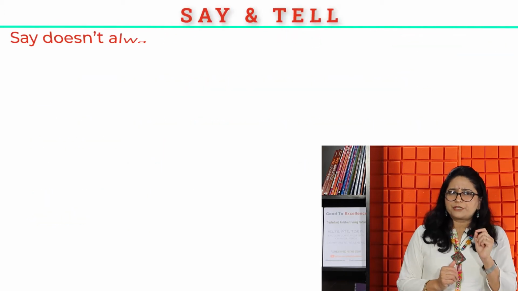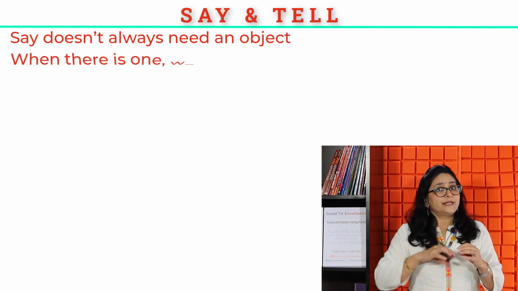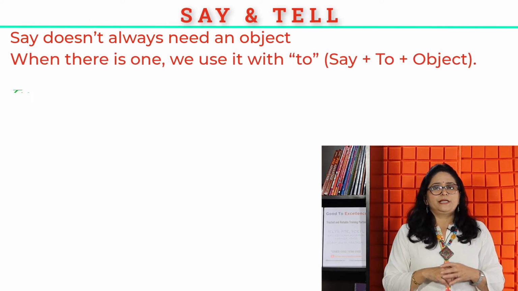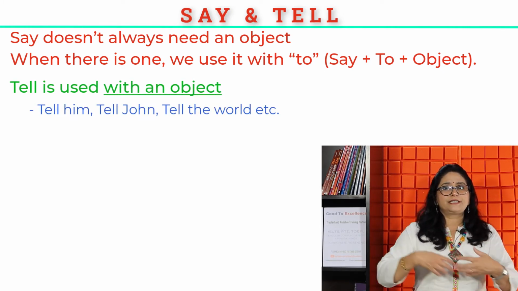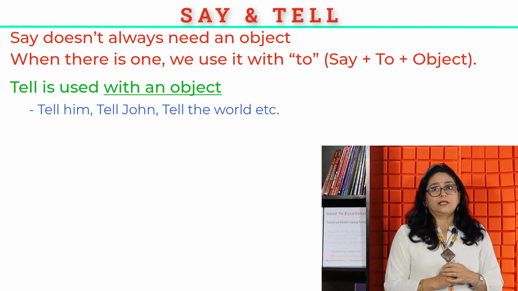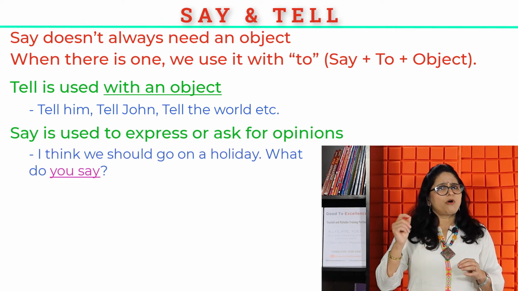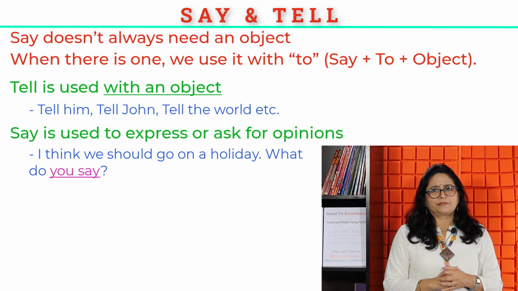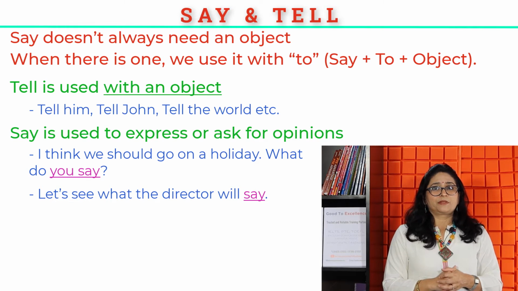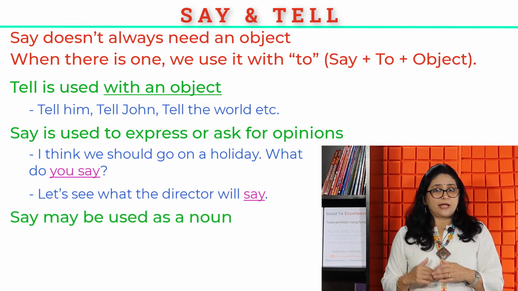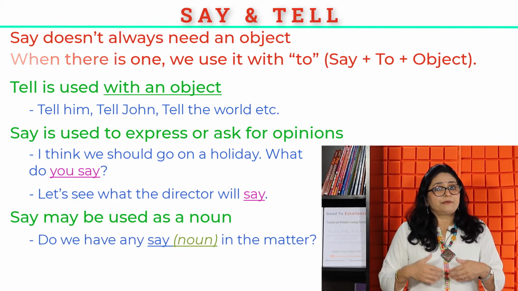And have you noticed, say doesn't always need an object. And when there is one, we use it with to. Tell is used with an object such as tell him, tell John, tell the world, etc. Say is used to express or ask for opinions. I think we would go on a holiday. What do you say? I say yes. Let's see what the director will say. It may be used as a noun, as in, do we have any say in the matter? That means, can we express our opinion?